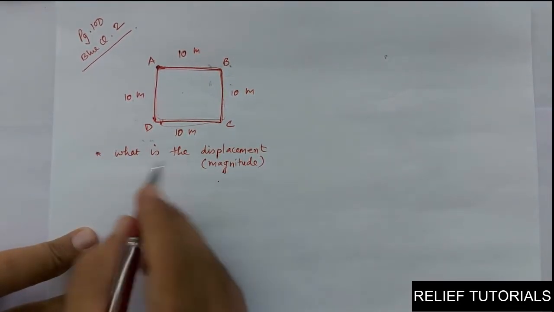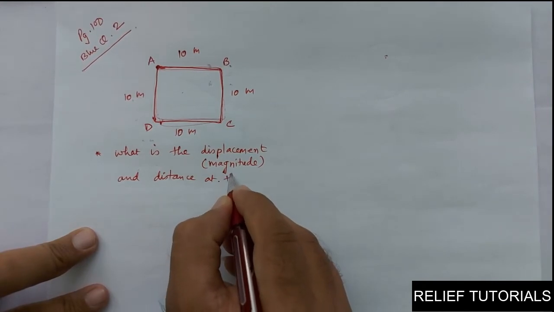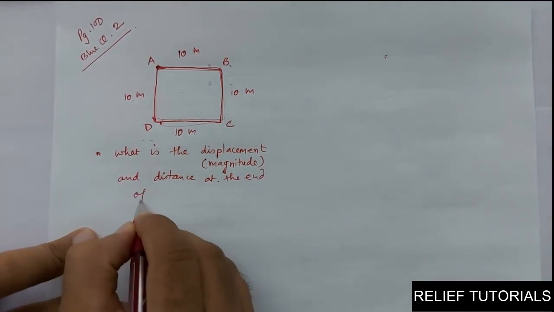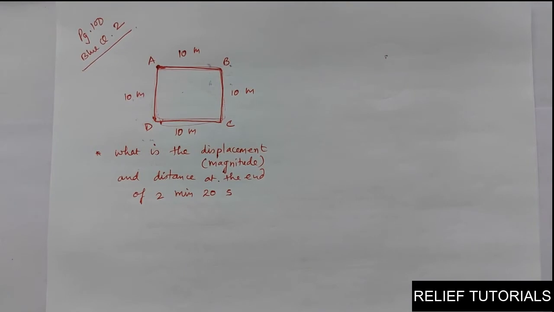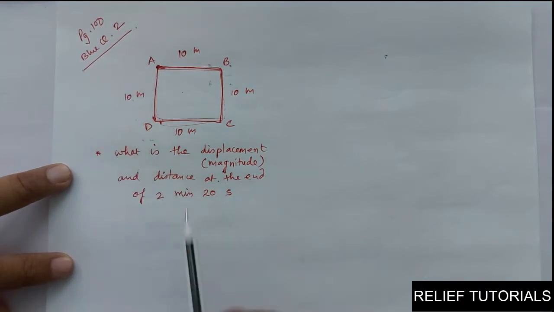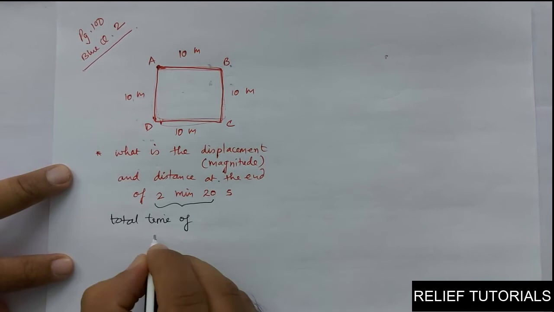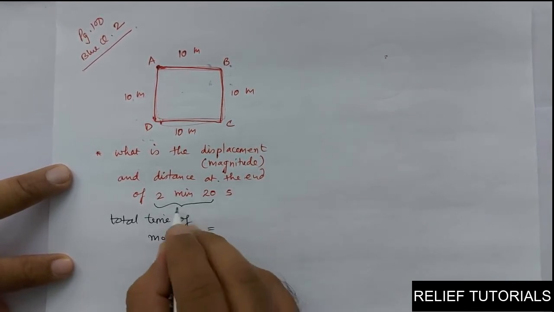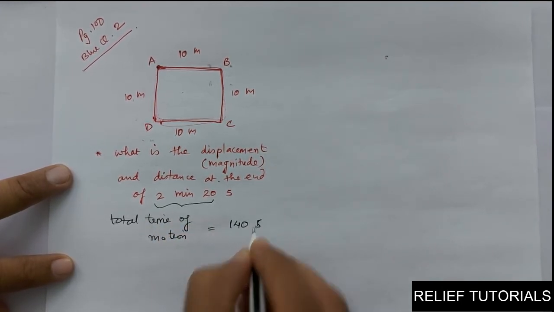The question is, what is the magnitude of displacement and distance at the end of 2 minutes 20 seconds from the initial point? It means the farmer is continuously walking along the boundary of the field for 2 minutes 20 seconds. We know that in 40 seconds he completes one perimeter. So the total time of motion is 2 minutes, that means 120 seconds, plus 20 seconds, so the total time of motion is 140 seconds.